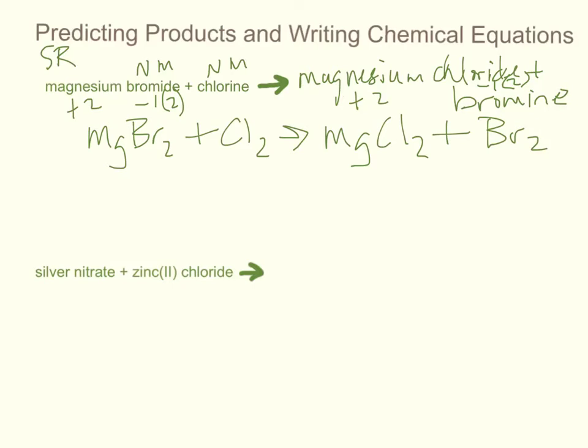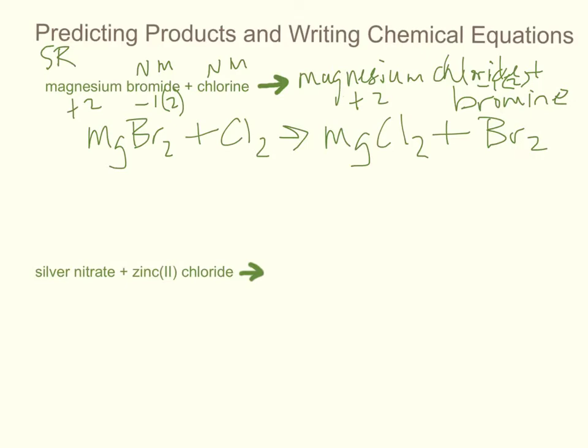Let's check and make sure if we need to do any balancing. I have 1 magnesium here, 1 magnesium there, 2 bromines in the reactants, 2 bromines in the product, 2 chlorines in the reactants, 2 chlorines in the product. So we're actually good to go. We don't have to do any balancing of the equation as a whole. Okay, not so bad. Single replacement reaction. Let's try another one.